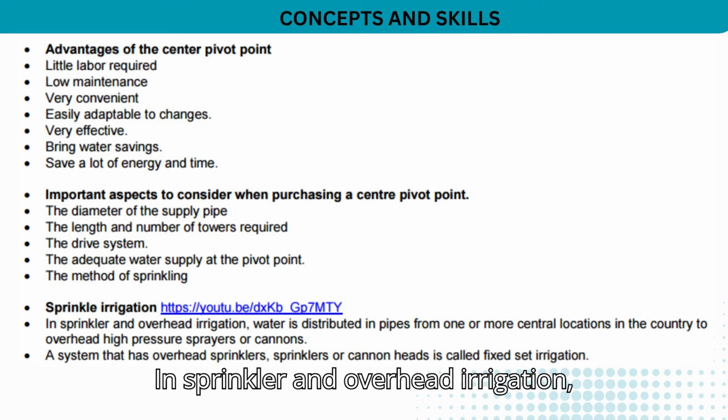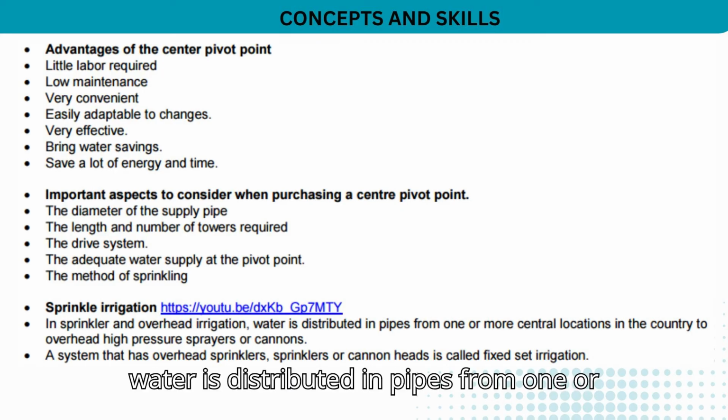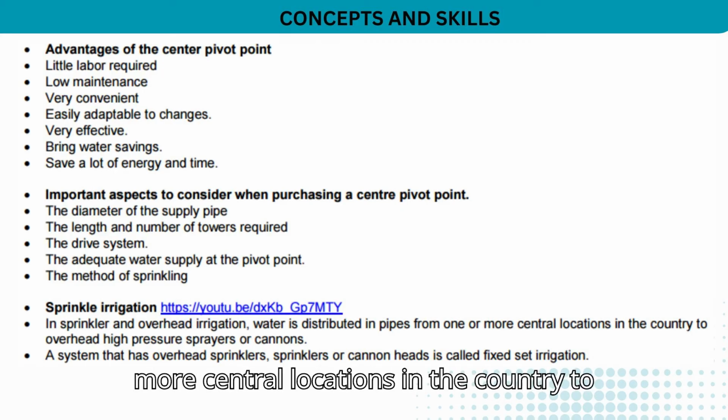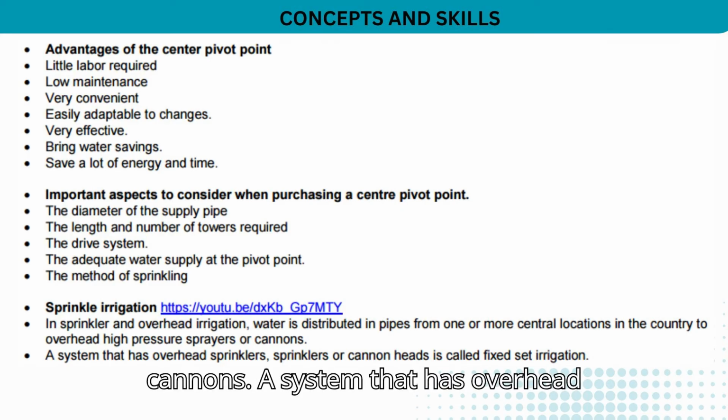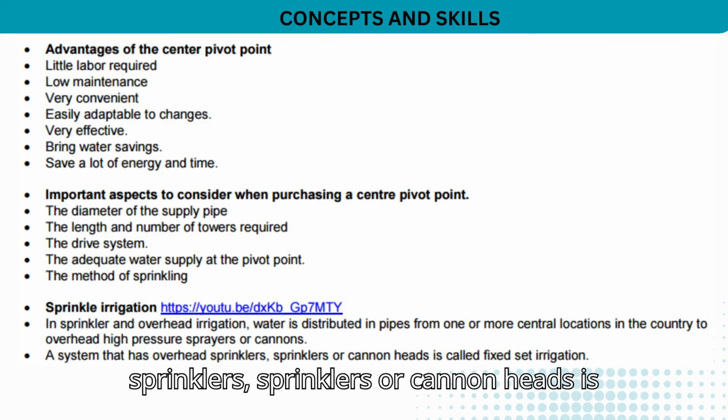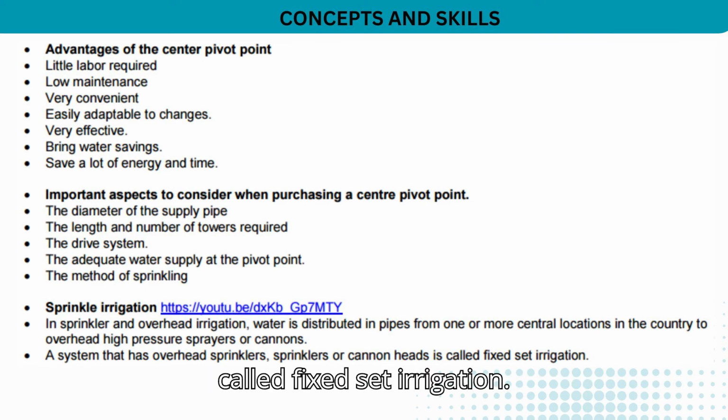In sprinkler and overhead irrigation, water is distributed in pipes from one or more central locations in the country to overhead high-pressure sprayers or cannons. A system that has overhead sprinklers, or cannon heads is called fixed-set irrigation.